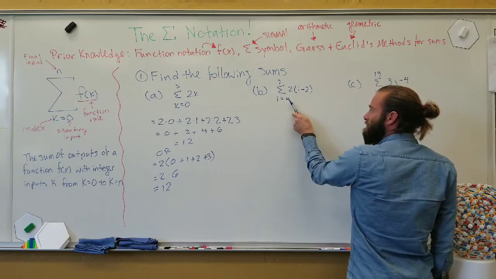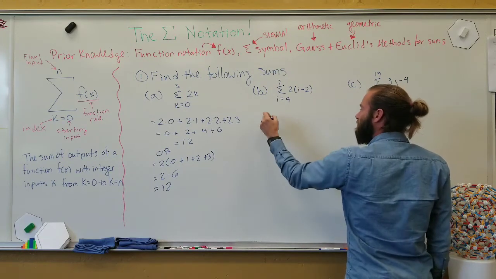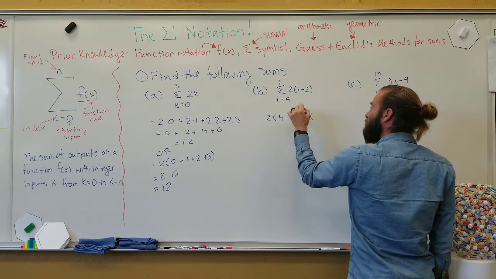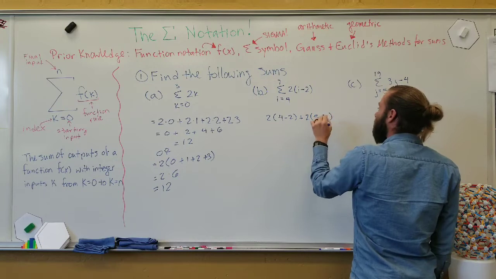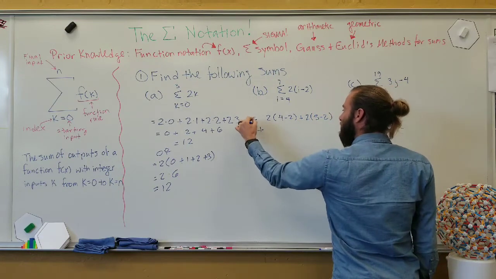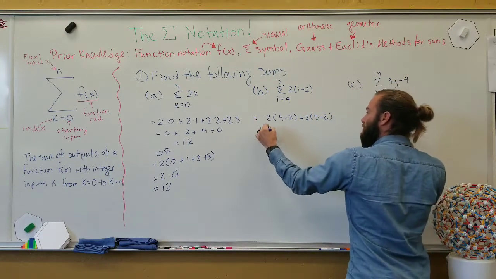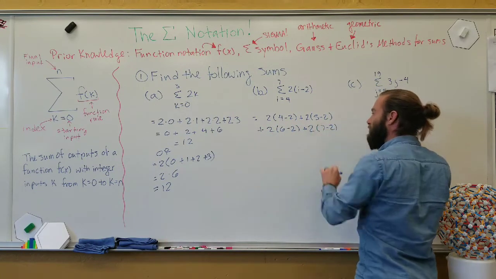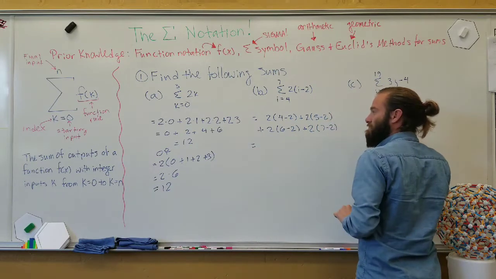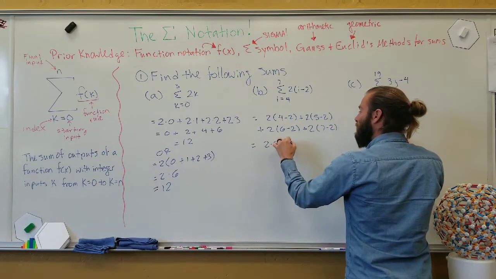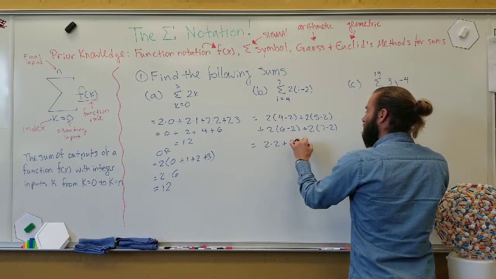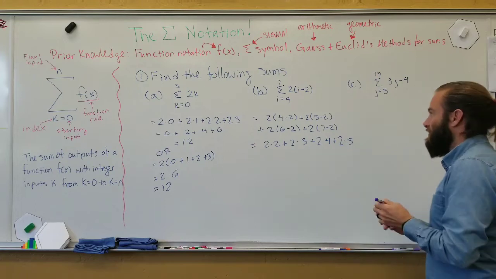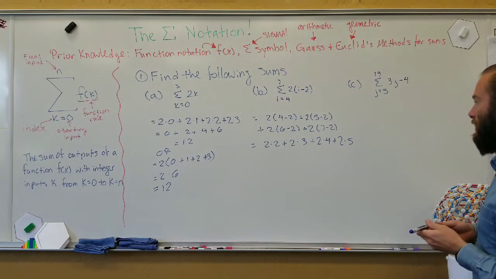So you'll notice that I'm going from 4 to 7 here, so I start with an input of 4. So I get 2 times 4 minus 2 plus 2 times 5 minus 2 plus, I'm going to go into the next, save some space here, plus 2 times 6 minus 2 plus 2 times 7 minus 2. Okay? And that's going to give me 2 times 2 plus 2 times 3 plus 2 times 4 plus 2 times 5, if that makes sense. Is that okay?